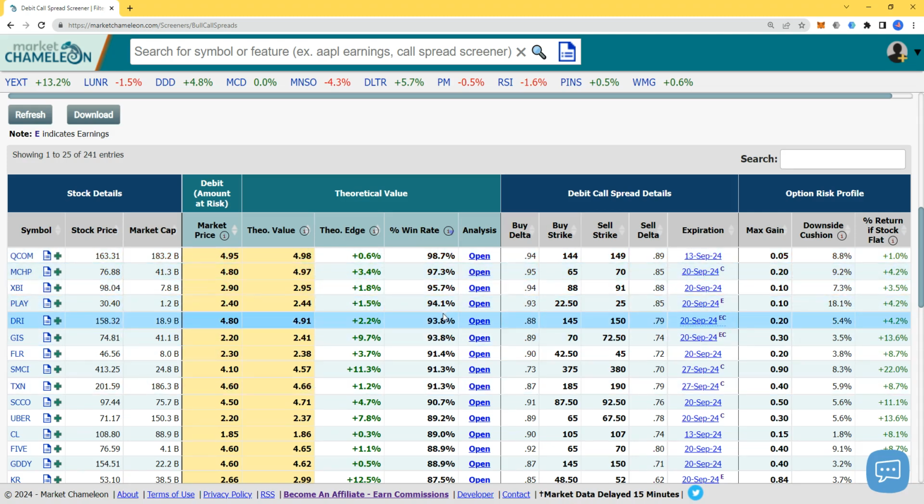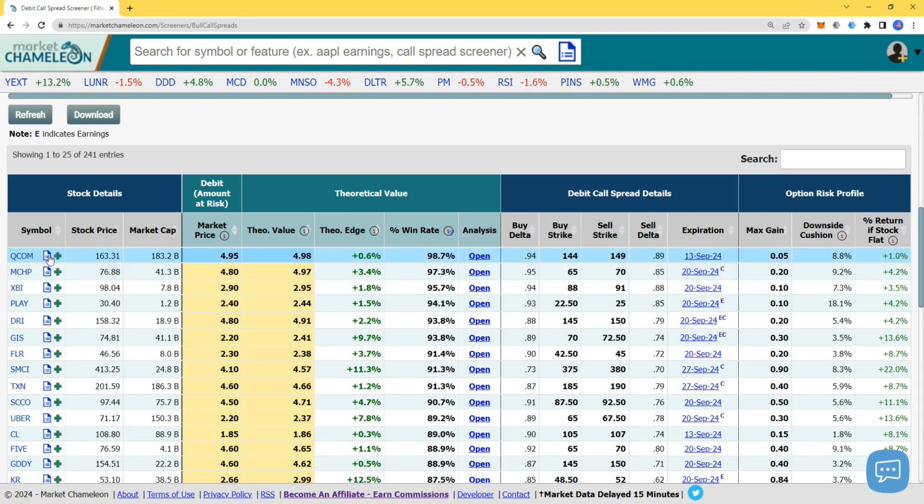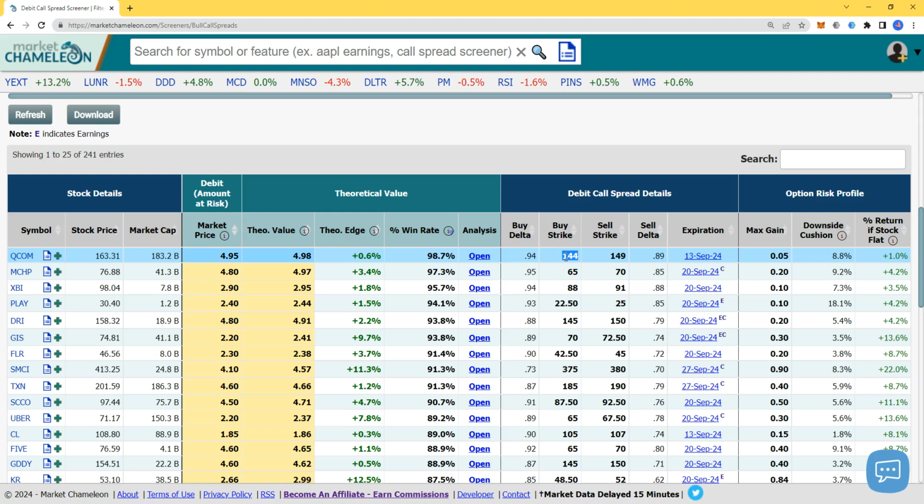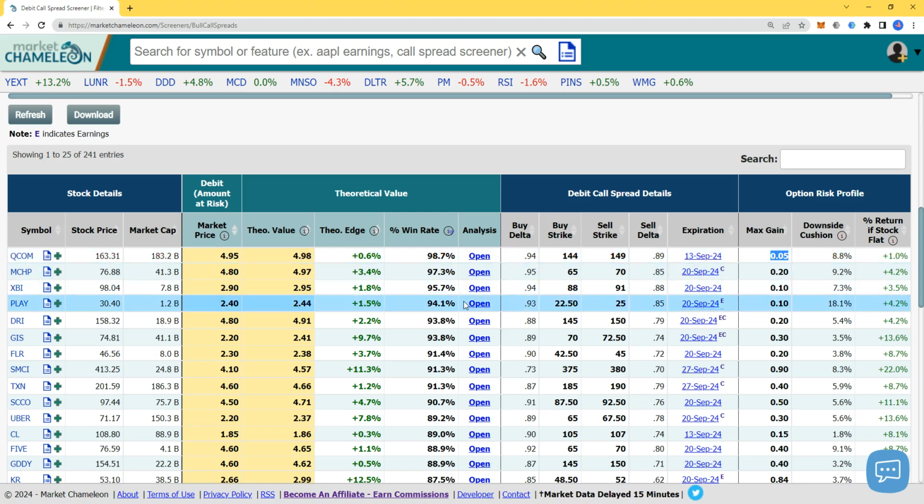I'm looking for something that I know. So we got Qualcomm, okay, 183 billion market cap, stock price 163. But you see here no edge, 0.6% edge. But it tells you that the debit is 495 compared to 498, and it tells you that you're already in the money basically for next week, for September 13. You buy the 144 call, you sell the 149. You're already super deep in the money, but your max gain is $5. Okay, so it's not really worth my time.